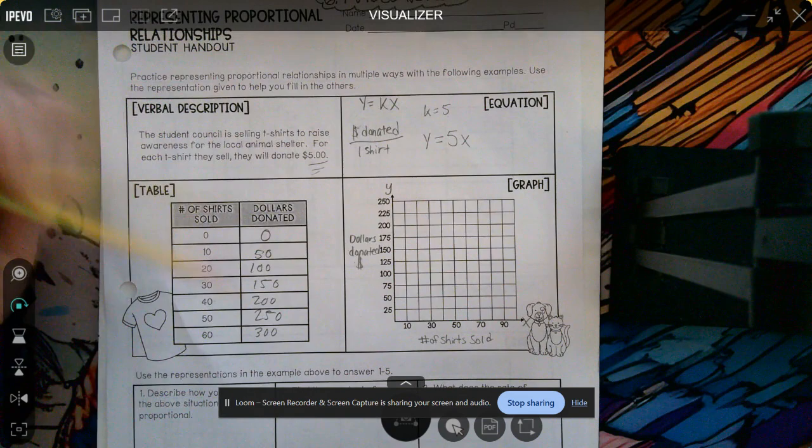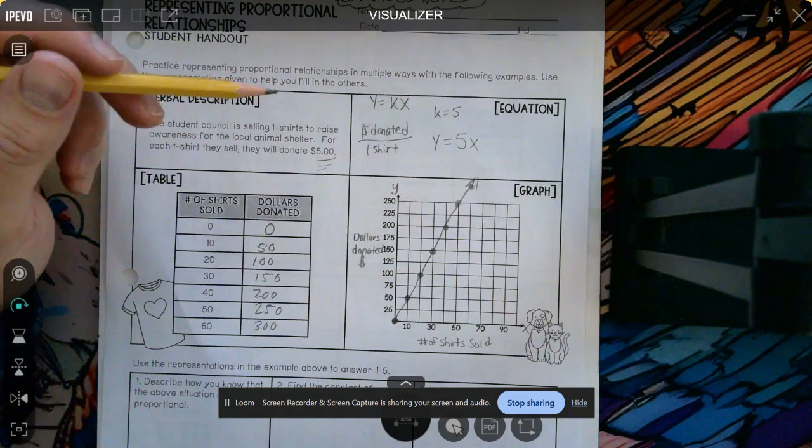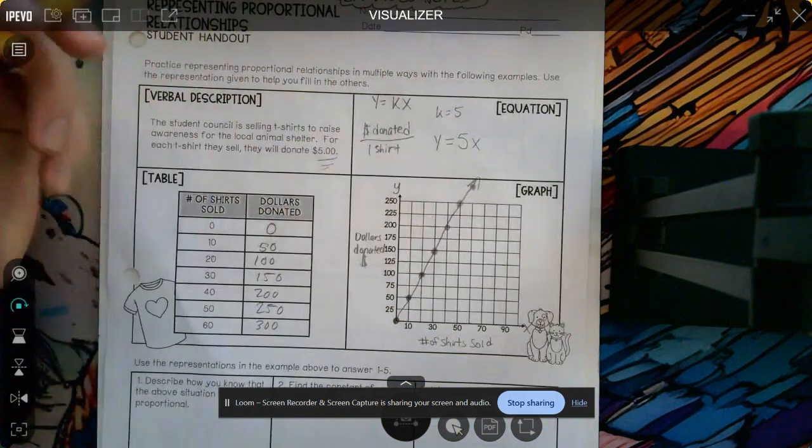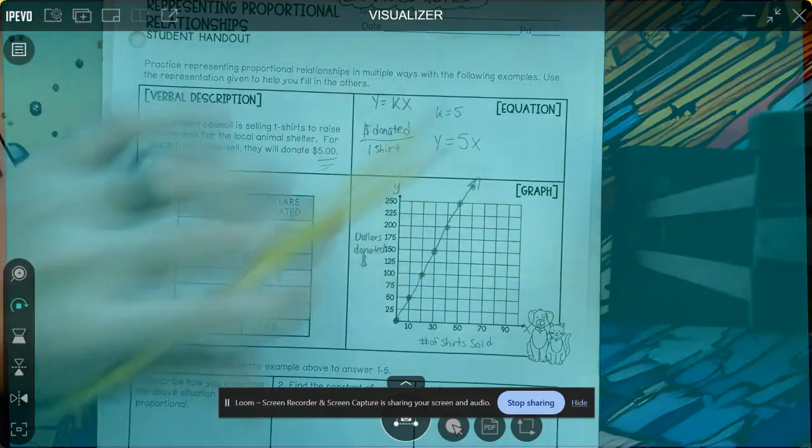Okay, so now we need to plot these points. I want you to go ahead and plot these points on your graph. All right, that's what your graph should kind of look like. The 60, 300 kind of goes off the page. We can kind of estimate where that would go. So there's your graph.